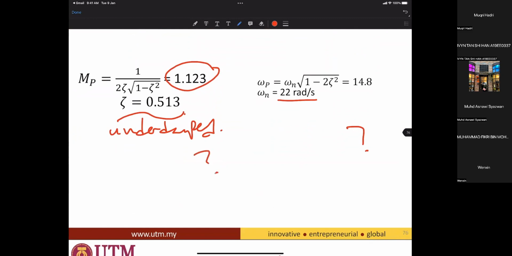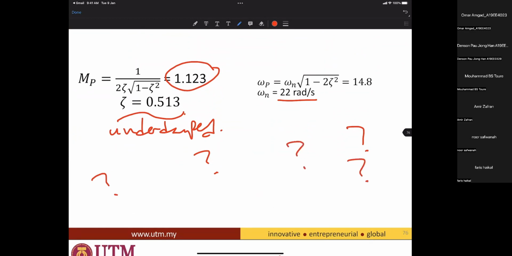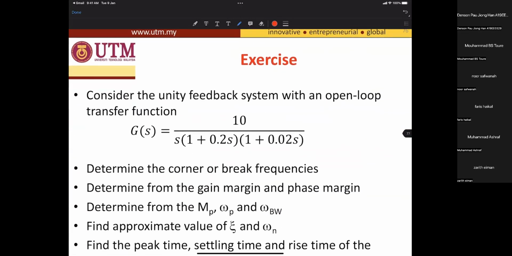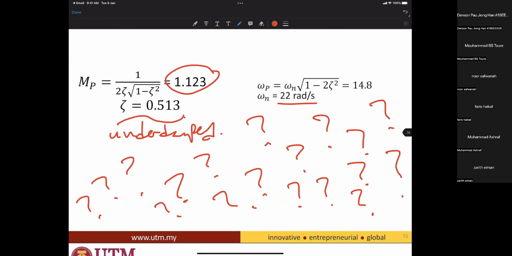Can you see the empty space here? Amir Zafran? Yes, Doctor. So fill it up with the solutions, how you calculate zeta and omega n. Amir Zafran, do it, then send me a snapshot after class. I want to see the solution. Slide 76, the empty one. Solution to calculate zeta and omega n. Okay, Doctor. Just screenshot.